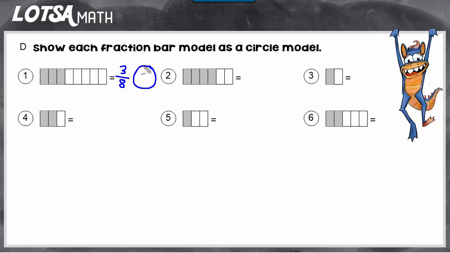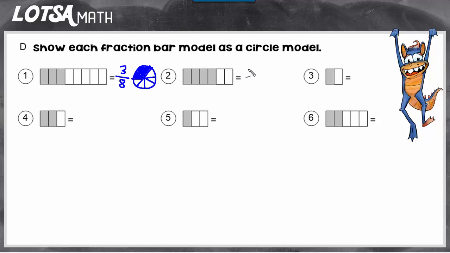So I'm going to break the circle into 8 parts. Okay, I tried to get them as equal as I could, but I do have 8 parts. So to show this as a circle, I just need to color 3 of the pieces. So even though this model and this model look very different, they both represent the same exact value, 3/8. So let's do another one.